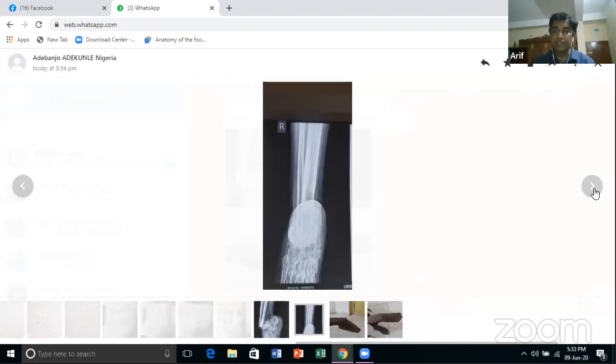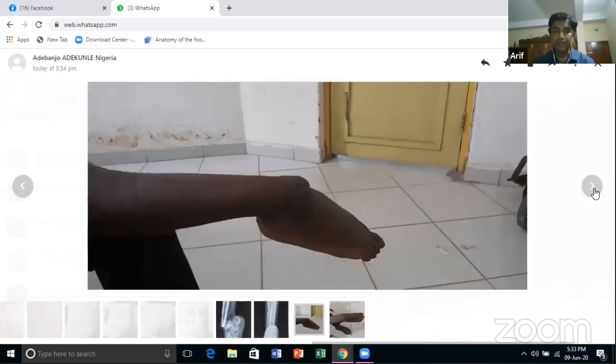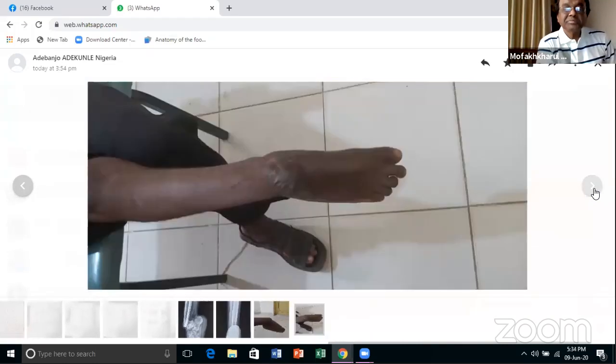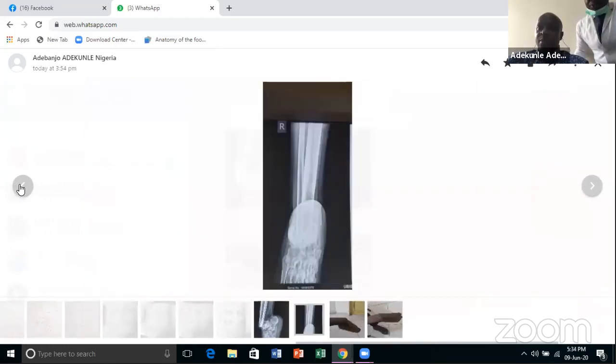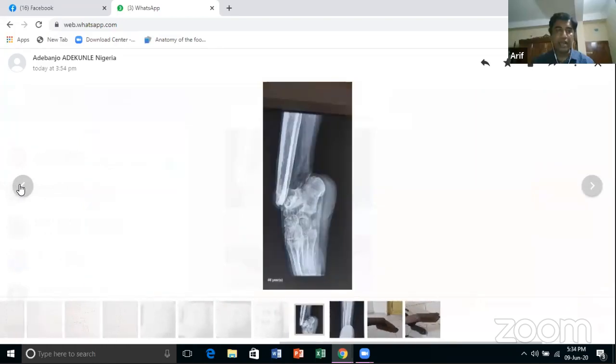this is the AP view X-ray. And this is the clinical condition of this patient. And this is the last clinical photograph. And again, this is AP. And this is a 9 year old.